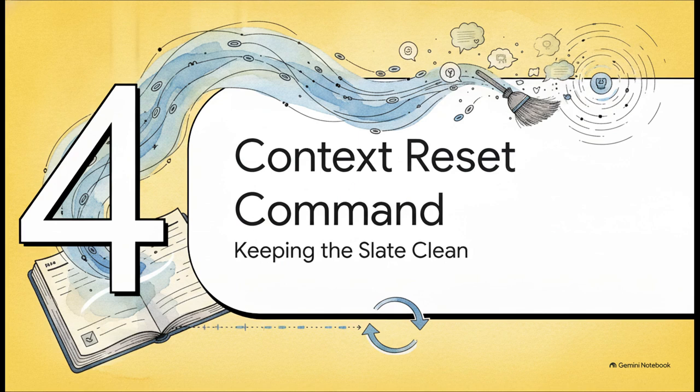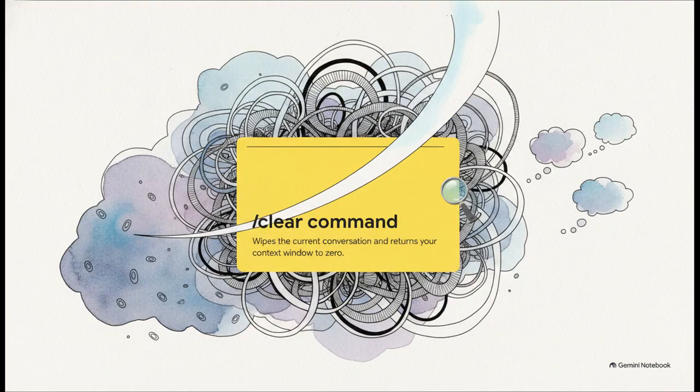Section 4. The context reset command, keeping the slate clean. Now, even with scope discipline, long conversations naturally build up baggage. Remember, rate limits are counted in tokens, and a single message carries the entire prior conversation with it. So one bloated 3-hour session will actually burn through significantly more tokens than 3 separate 1-hour sessions doing the exact same tasks. The solution to this? The /clear command. This simply wipes the current conversation and returns your running context window back to 0.